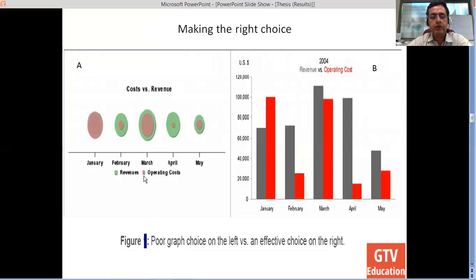The colors indicate operating cost, and the green is the revenue. So it's not very understandable for the reader. But if you look here, the revenue versus operating cost, represented in the form of a bar graph, it's very easy to figure out that in January the operating cost was more, in February it was less, in March it was less than the revenue. Similarly, in April it was less than the revenue. Similar is the case with May. Just by looking at the bar graph, you can easily tell the relationship between operating cost and revenue in these particular months. So it's very easy to understand in this form, but not in this form.